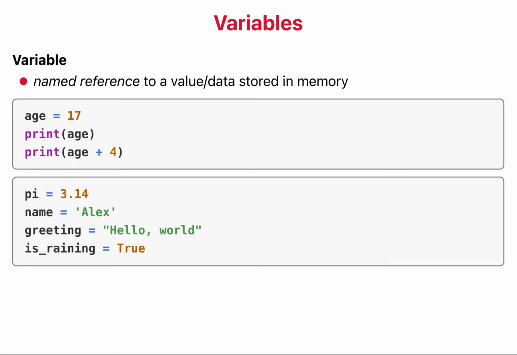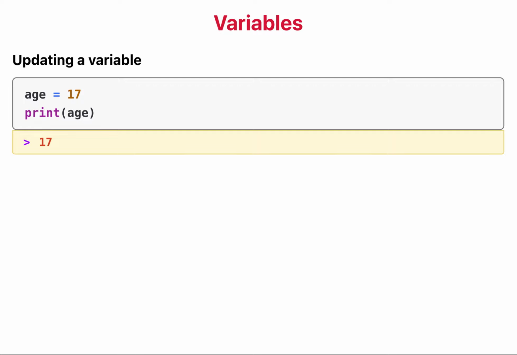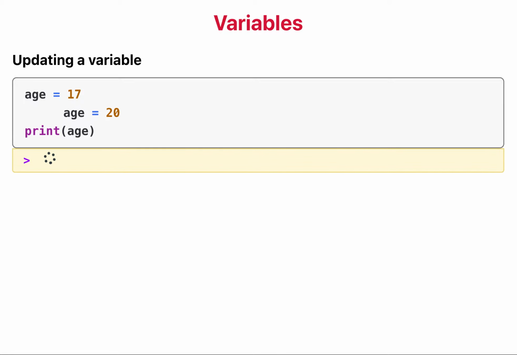Variables in Python can also store other types of data, such as floating point numbers, strings, Boolean, or any other data types. In Python, the value of a variable can be updated by simply assigning a new value to it. For example, we can update the value of the variable age by assigning a new value to it. Note that the value of the variable age before this line is 17, and after the execution of this line is 20.